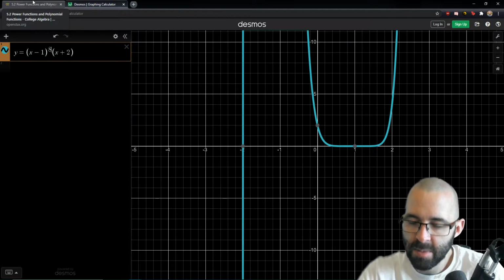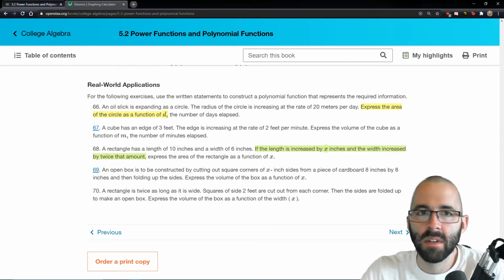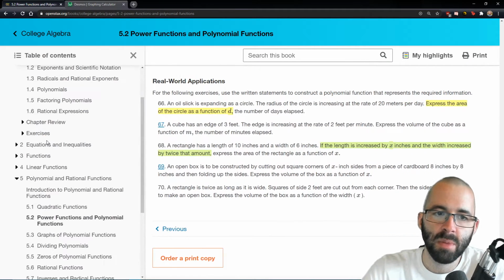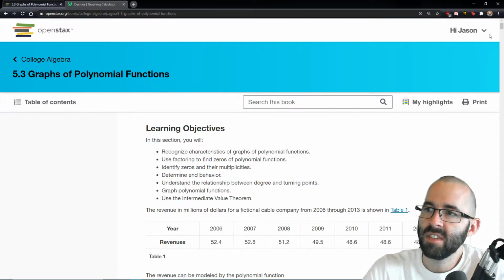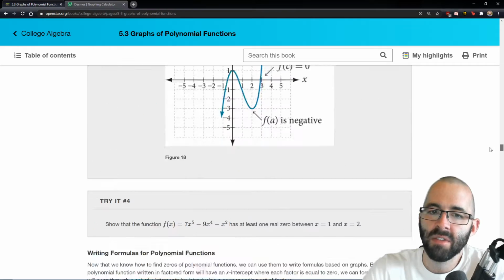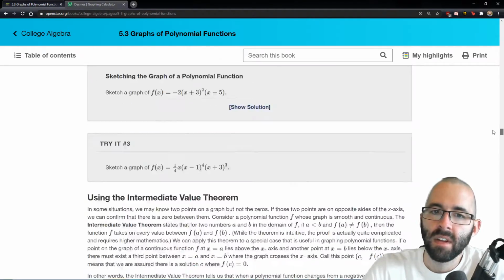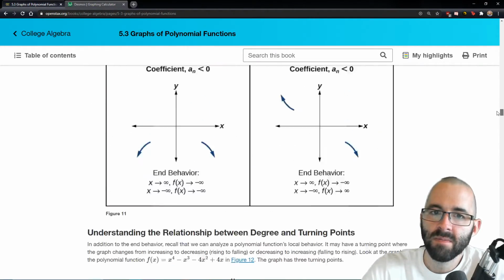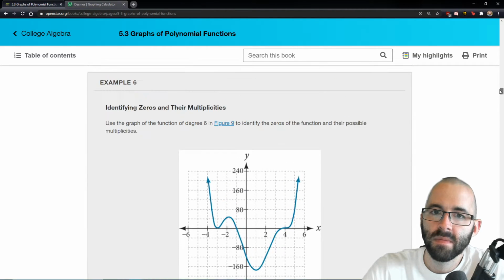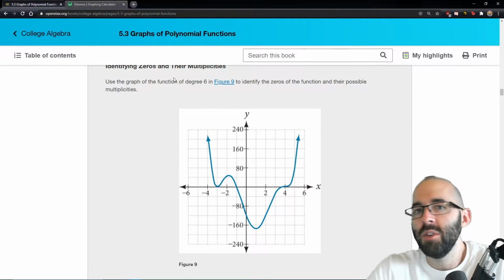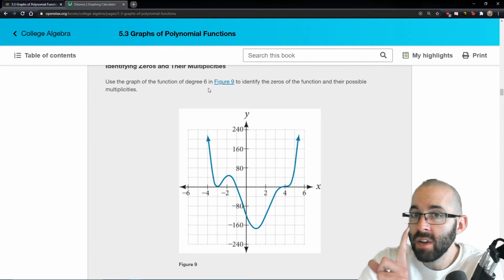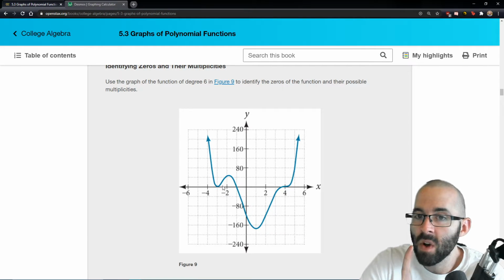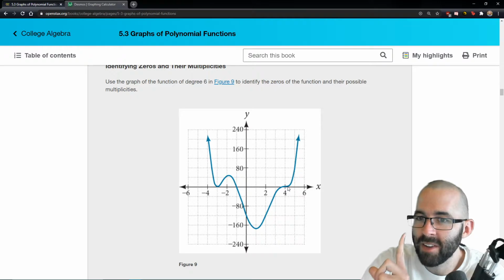So first, I want to look at example 6 in the textbook. Oops, I don't have this section pulled up. We're going to look at a nice graph and see what we can say about that graph. Example 6 in the section is right here. Use a graph of the function of degree 6.